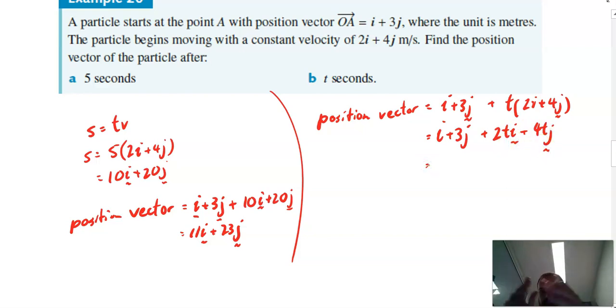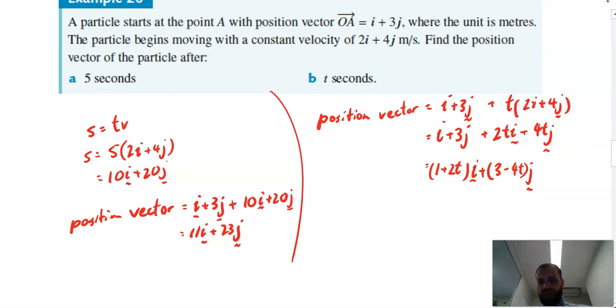And now I can group these, I can factorize. So I can say i, 1 plus 2t, and j, 3 plus 4t. Okay, and now we have, what do we have? We have a position vector that we can substitute any value in for t to find the position of this particle at any given time.